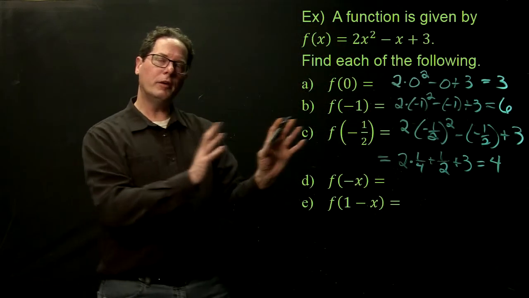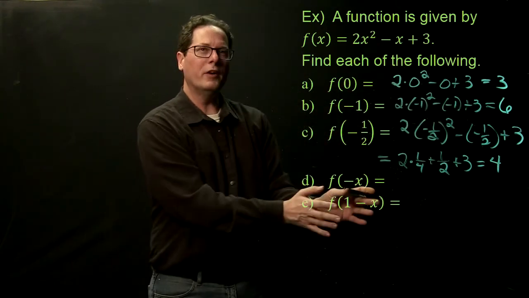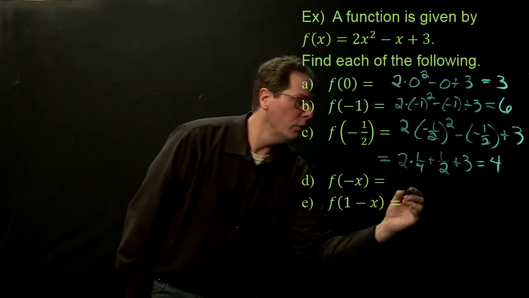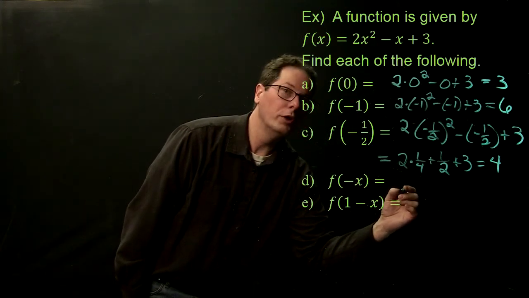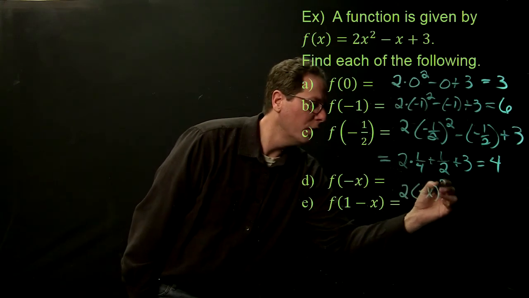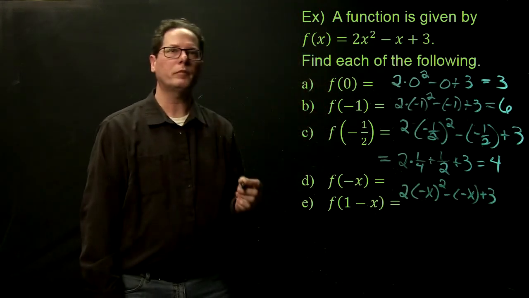All right, now let's be a little more abstract. That's taking numbers to an output. What about -x? What is going on there? Well, we're going to do the same thing. We are going to take 2 and multiply it by -x squared, and we're going to subtract -x, plus 3.